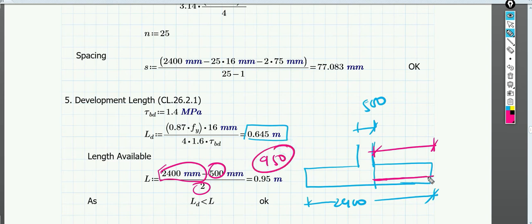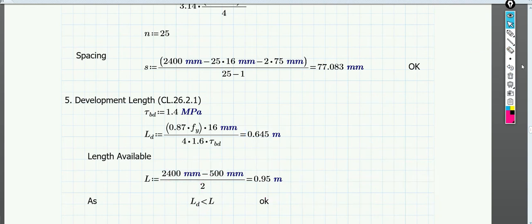Even if we subtract the clear cover of 75 mm, it will be around 800 something, which is basically more than the Ld required. So if we provide the bars without any hook, then I think it will take care of the development length criteria. As the condition Ld is less than L, the development length criteria is satisfied.